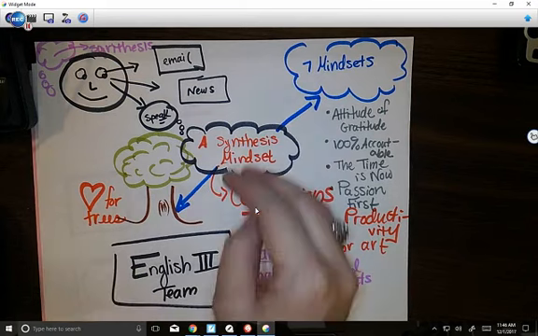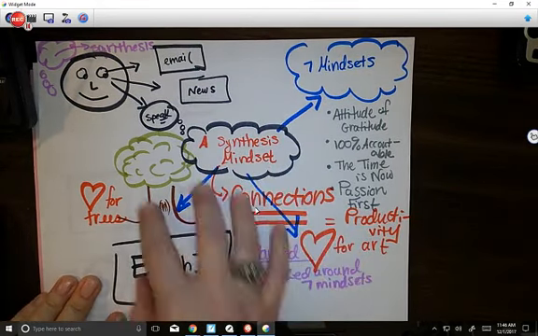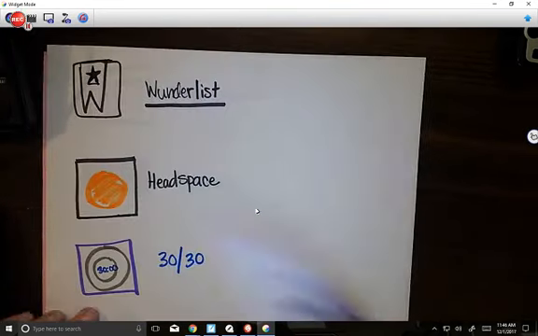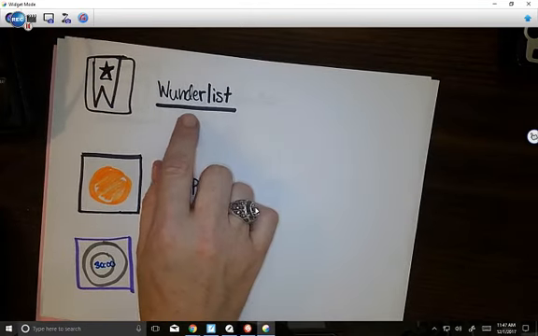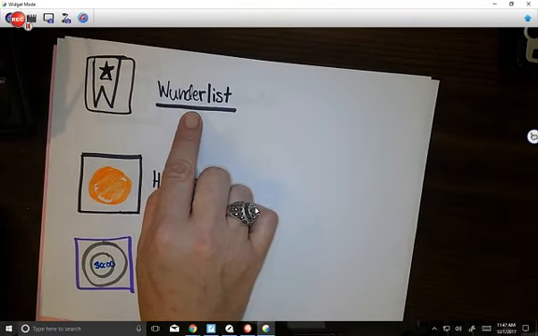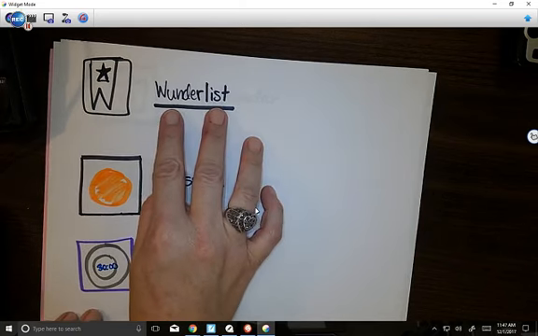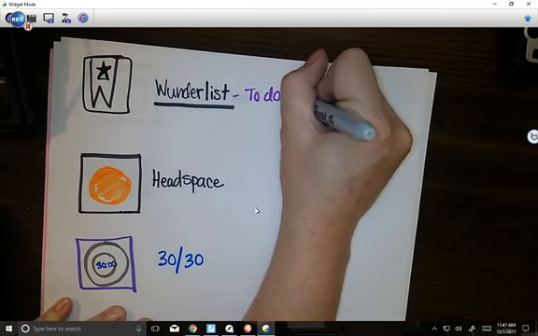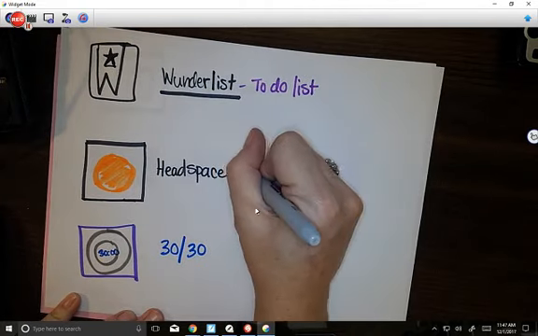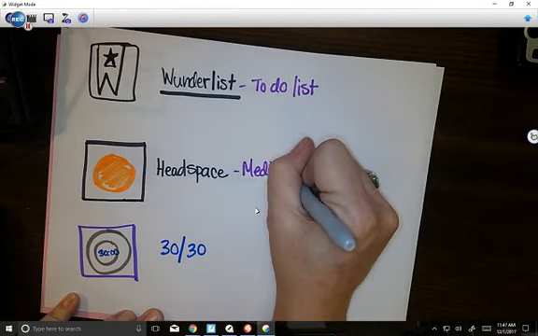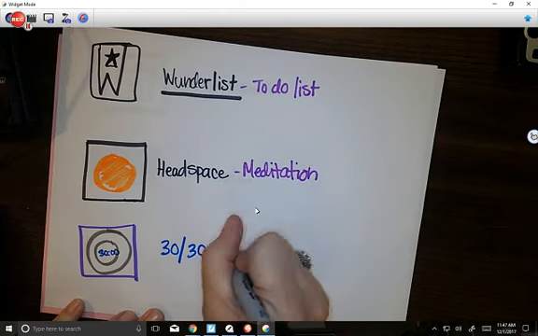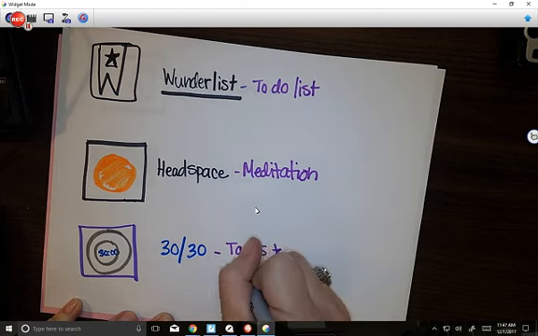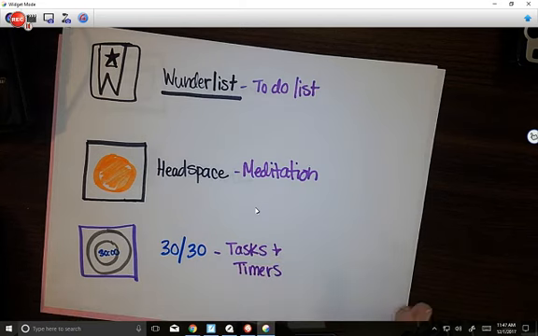However, what we use was from having a synthesis mindset, we seek connections to bring the areas of our life together. So the apps that we will look at in this presentation, we will see how technology impacts our lives, making it more productive. We will look at one entitled Wonderlist. This helps with our to-do lists and all areas of our life. Headspace will focus on meditation. The app 3030, which was referenced in our reading, will help us with daily tasks and will implement timers, especially for those visual learners.